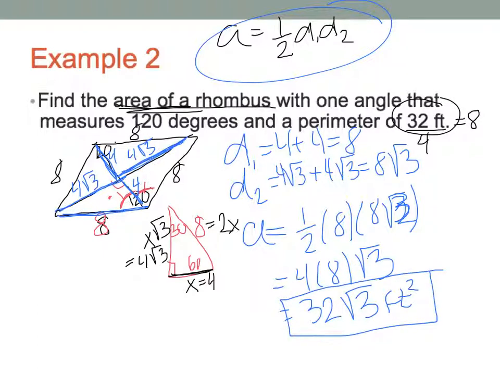Now let's recap on this again. I was given that I have a 120-degree angle and a perimeter of 32. And with the perimeter of 32, I divided it by 4, and I got 8 for the length of each side. And because one of the angles is 120 degrees, and the diagonal bisects that angle, I came up with my 30, 60, 90 triangle with a hypotenuse of 8, which gives me the base is 4, and the other long leg is 4 root 3. Now one diagonal's half is 4, therefore the whole diagonal is 8, and the other whole diagonal is 8 root 3. I plugged it into my formula, and I got 32 root 3.